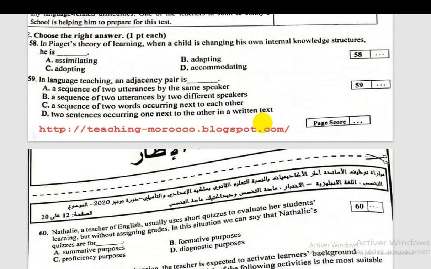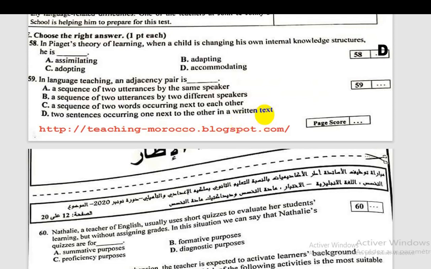We reached question 58. In Piaget's theory of learning, when a child is changing his own internal knowledge structures, he is A. Assimilating, B. Adapting, C. Adopting, D. Accommodating. The right answer here is accommodating.